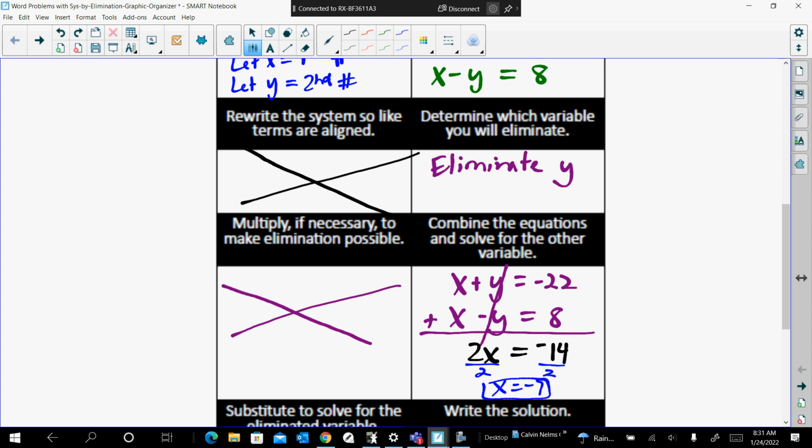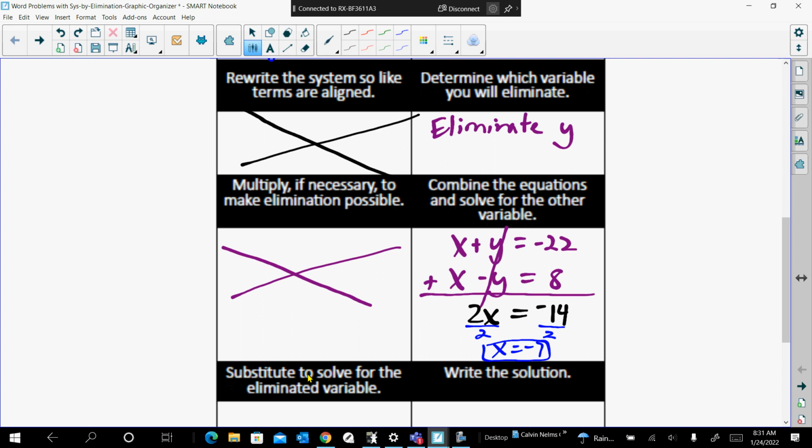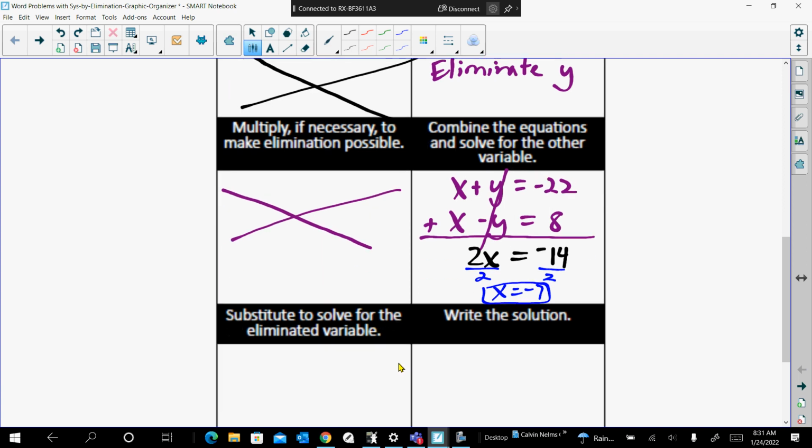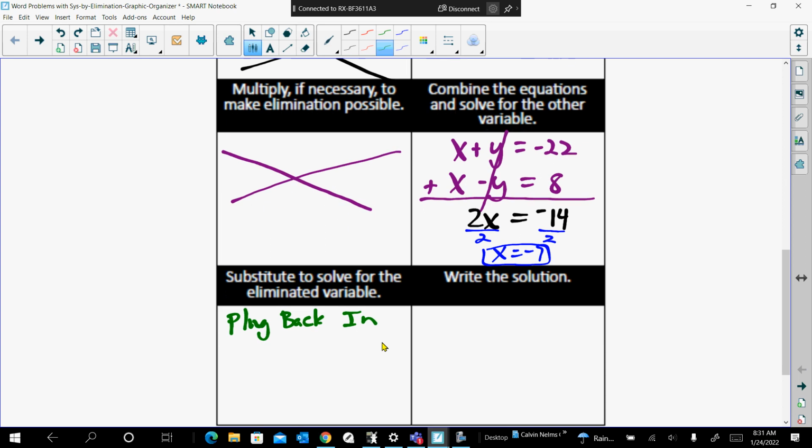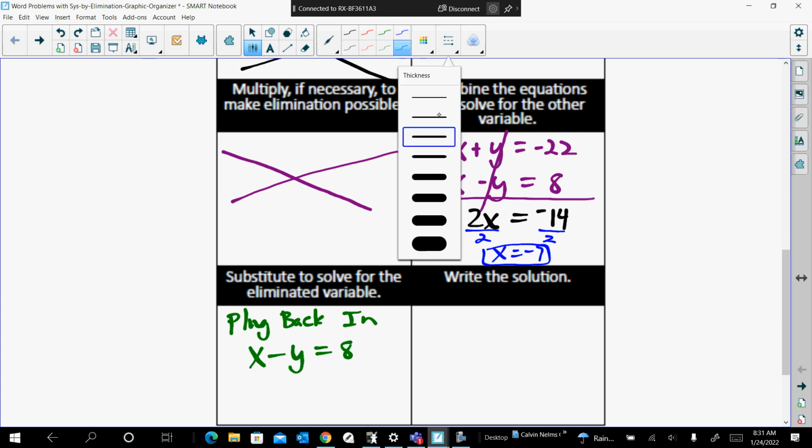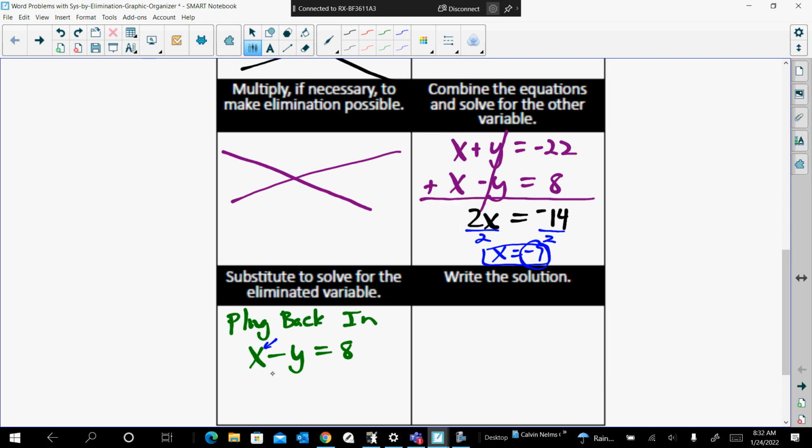There we go. Okay, so here it says substitute to solve for the eliminated variable. So we got to plug it back in. So think about it. Do we want to do the sum or the difference? It doesn't matter. First equation or second equation? Okay, second equation is x minus y equals 8. And we plug in what we had, which was negative 7. For x, we have negative 7 minus y equals 8.